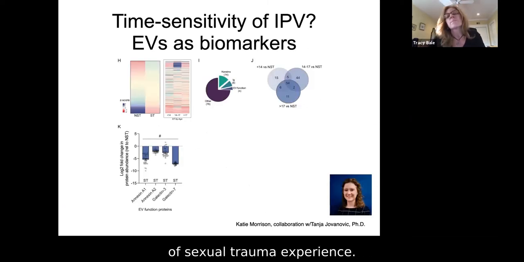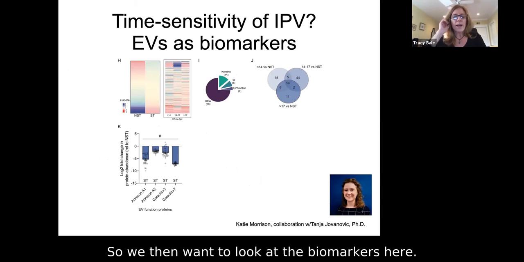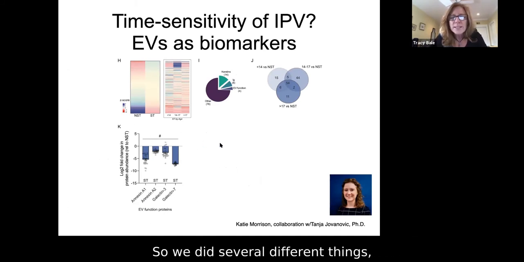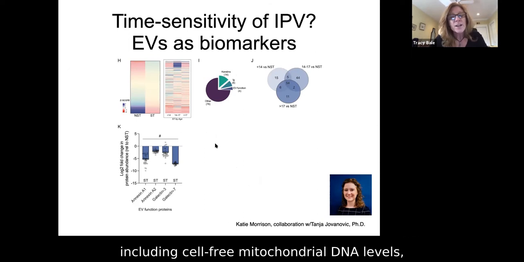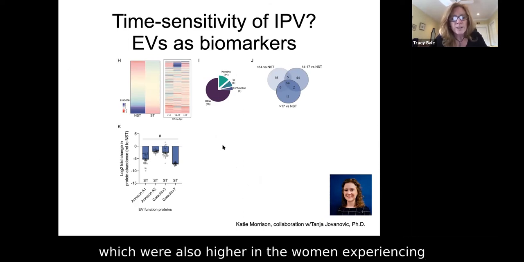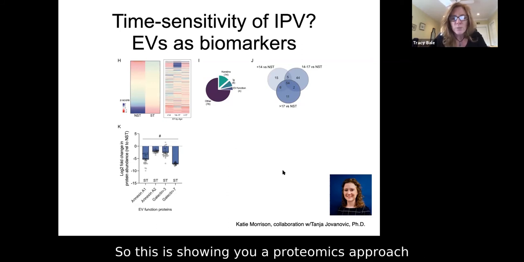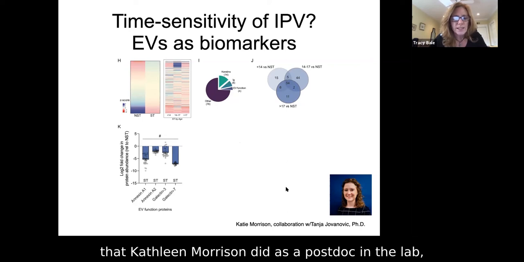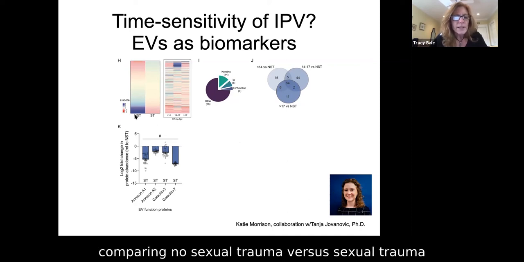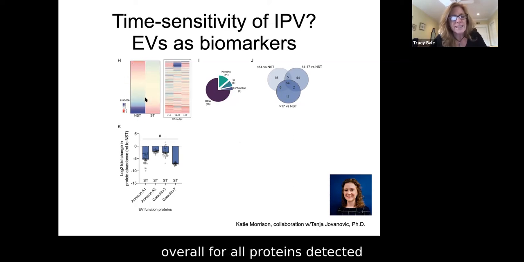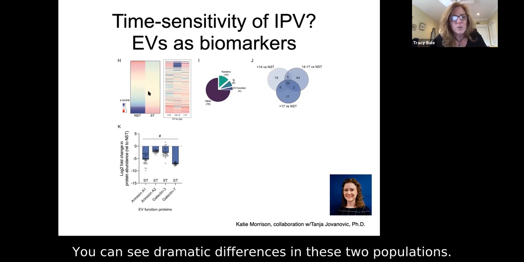Okay, so we then wanted to look at the biomarkers. We did several different things, which I don't have time to get into, including cell-free mitochondrial DNA levels, which are also higher in the women experiencing sexual trauma. But I want to quickly focus on the extracellular vesicles. This is showing you a proteomics approach that Kathleen Morrison did as a postdoc in the lab, comparing no sexual trauma versus sexual trauma overall for all proteins detected in circulation in these EVs. You can see dramatic differences in these two populations.